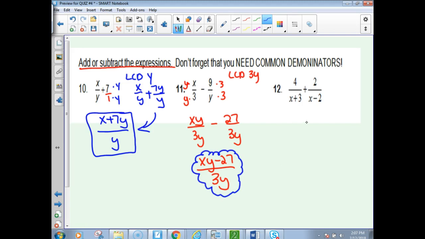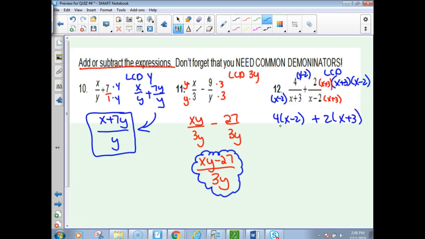Number 12, the LCD is going to be x plus 3 times x minus 2. I will need to multiply the first fraction by x minus 2, top and bottom. The second one I will be multiplying by x plus 3, top and bottom. If you'd like, I will show the long way. I'll do 4 times the x minus 2 plus 2 times the x plus 3.